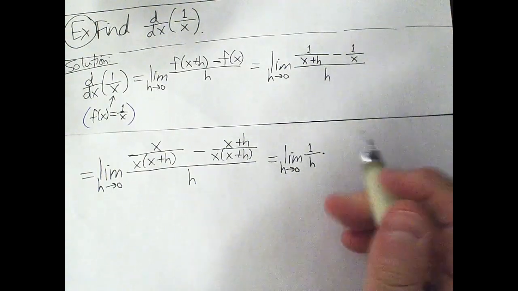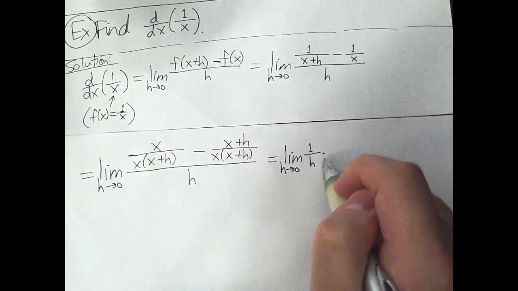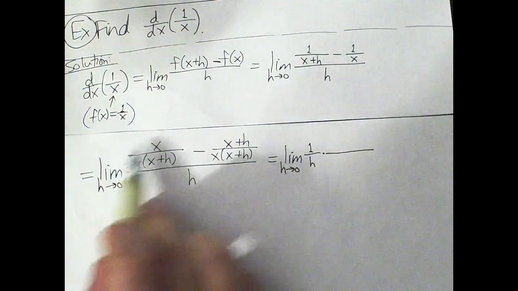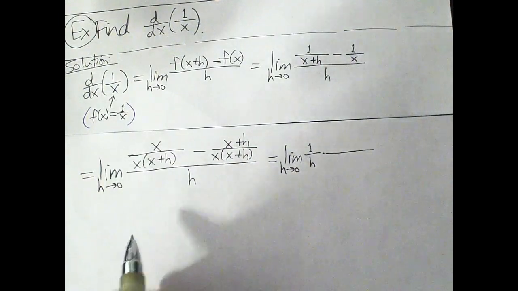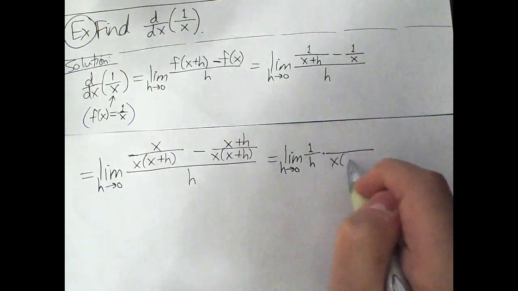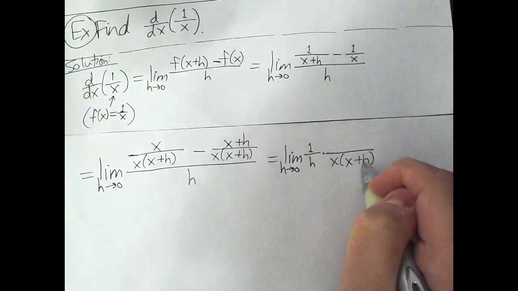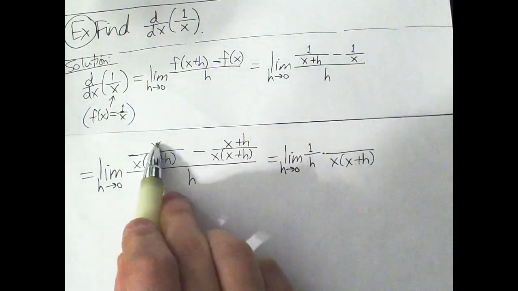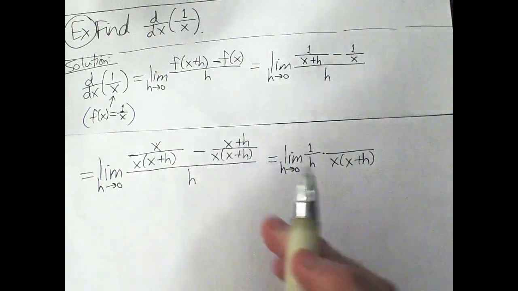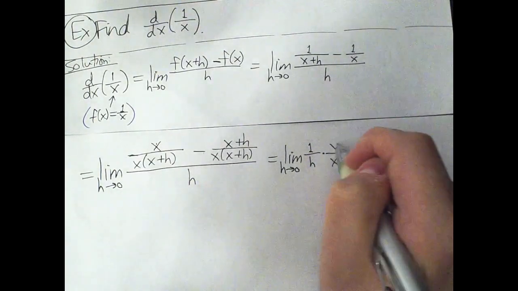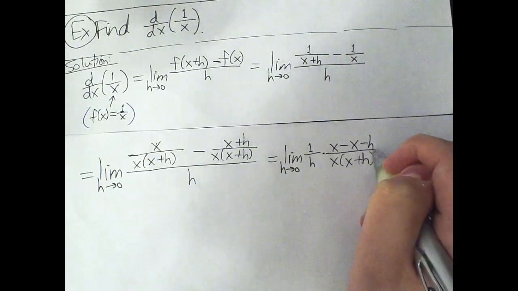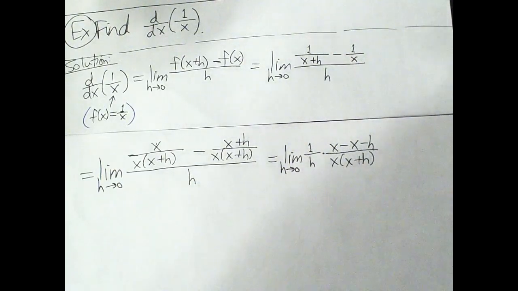And then what else have we got? Times the rest of it, the stuff that was up top. So the denominator is x times x plus h, and I'm merging this into one fraction now. That was the whole reason why we got a common denominator. x minus x plus h. So distribute the minus sign: x minus x minus h. Be careful about pluses and minuses.